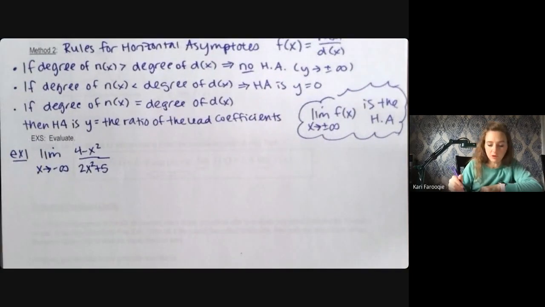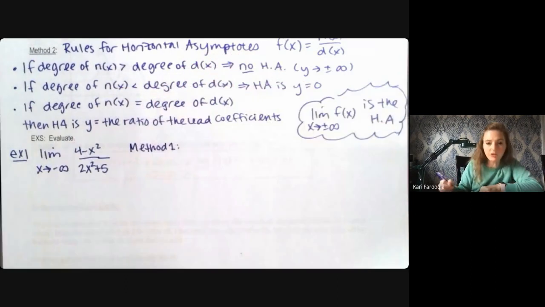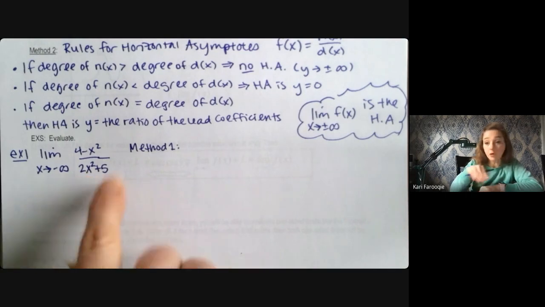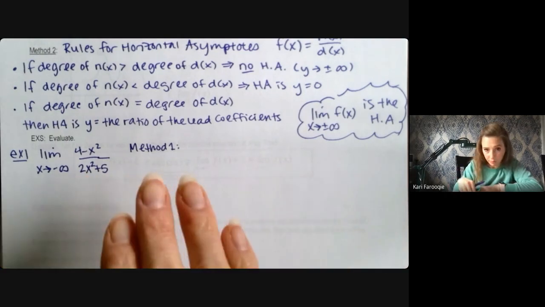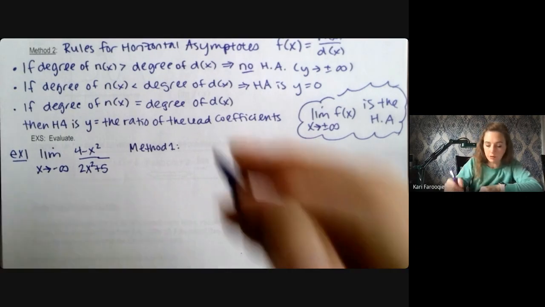All right, so method 1, we're going to multiply through by the highest power of x that we see in the denominator. As I'm looking at the denominator, the highest power I see of x is x squared. So the whole fraction, every single term, is going to get divided by x squared. Whether you divide by x squared or 2x squared does not matter to me. I'm just going to divide by x squared.